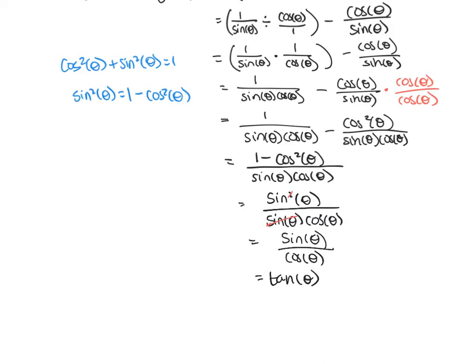Yay! So again, mostly algebra skills here. You can do this. But when we end, we have to write our conclusion statement, which in this case is that cosecant of theta over cosine of theta minus cosine of theta over sine of theta is equal to tangent of theta. That's problem number 2.